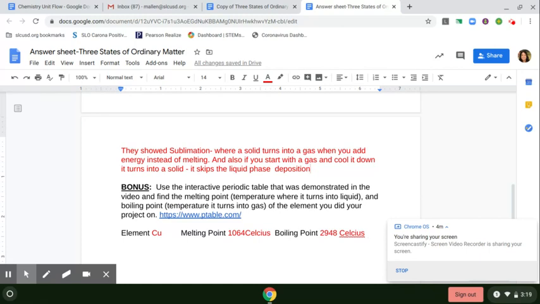So hope that helped. If you had trouble with it, you can go back and correct your document and just make sure you understand it before you move on. Okay, now we're going to get to today's demonstration.